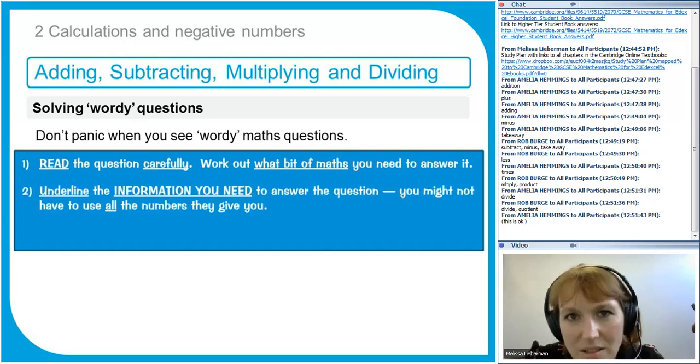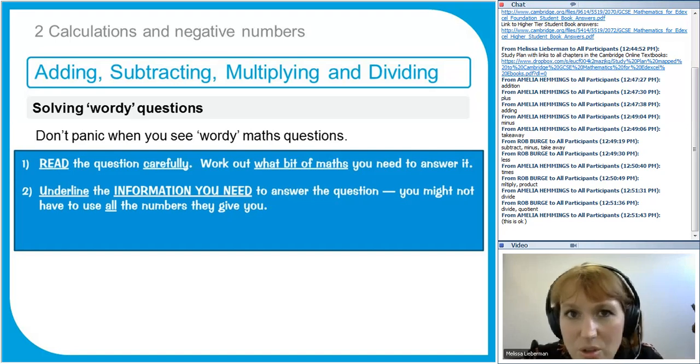It's a good idea to underline or use a highlighter pen to highlight all the information that you need in the question. So any numbers that you've been given, any of those words that might help you to work out whether you need to multiply or divide. So if you see deduct or something less than or how many times, those words that we just looked at, that will be a clue. So you're translating the wordy question into mathematical symbols with numbers and symbols, and that's all.